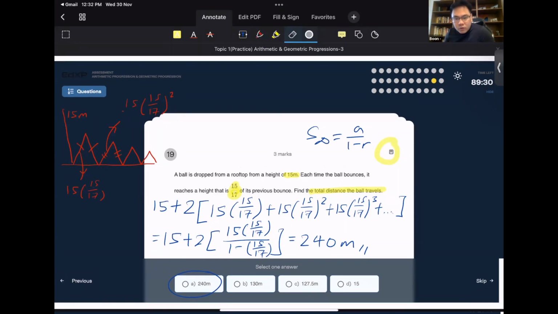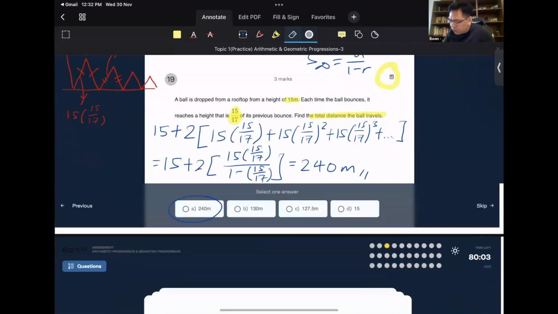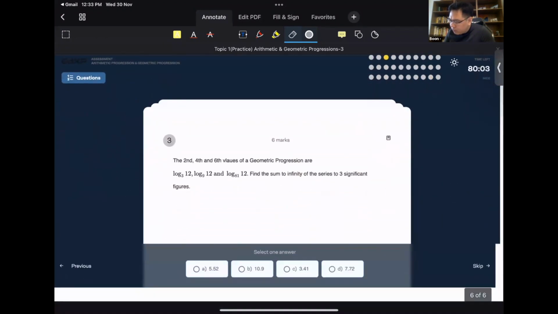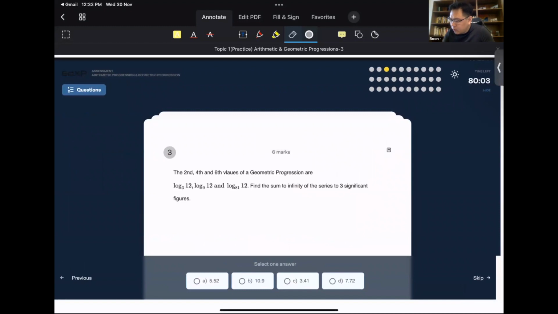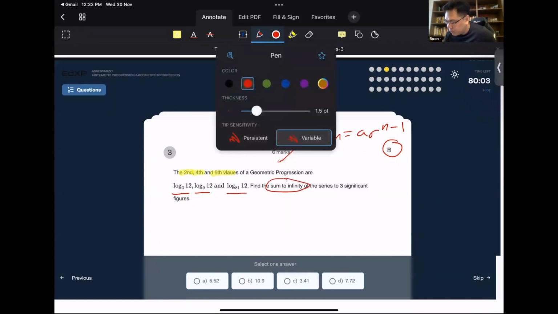Okay, so let's move on to a final example, also from our EdXP online platform. You can see over here that this question is GDC allowed, it's paper 2. Okay, let's go through the question. We have the second, fourth, and sixth values of a geometric progression. The general term is given by ar^(n-1). The second term is log_3 12, the fourth term is log_9 12, and the sixth term is log_81 12. And we want to find the sum to infinity.